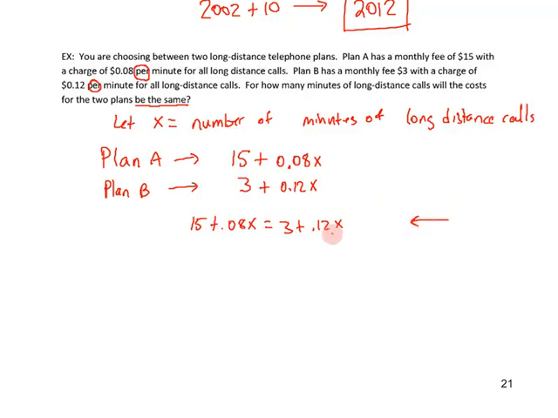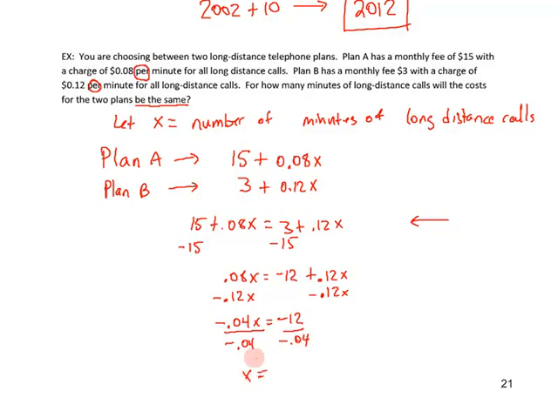So let's move things around. I'm going to move, let's say we subtract 15 from both sides. We're left with 0.08x is equal to negative 12 plus 0.12x. To move the 0.12x over, we'll subtract it from both sides. We'll have a negative 0.04x is equal to negative 12. Divide both sides by negative 0.04 to get the x completely by itself. And I get x is equal to 12 divided by 0.04.